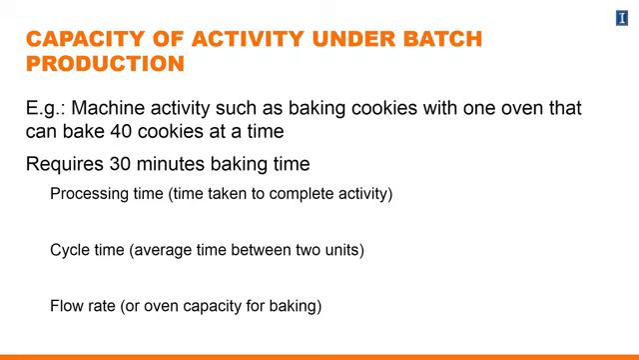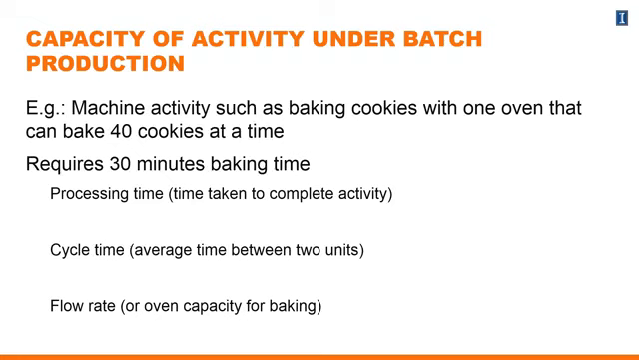Let's take a related example and see how we can think about flow rate or capacity in this example. So earlier we talked about having multiple resources. Here we're going to talk about a resource that makes many units at the same time. And in operations management, we call this a batch. So here you have, in this example, a machine activity such as baking cookies, which hopefully you can all relate to. And we're baking these cookies with one oven that can bake 40 cookies at a time.